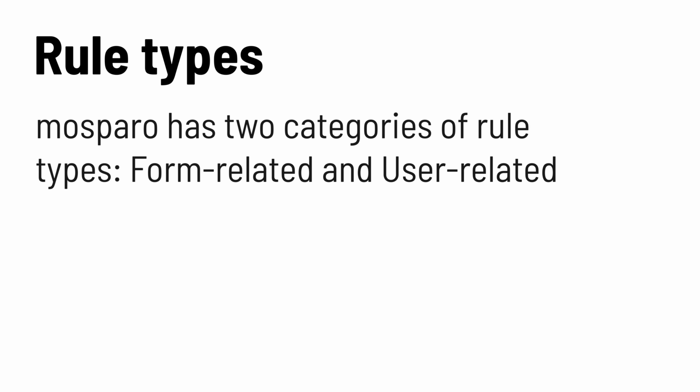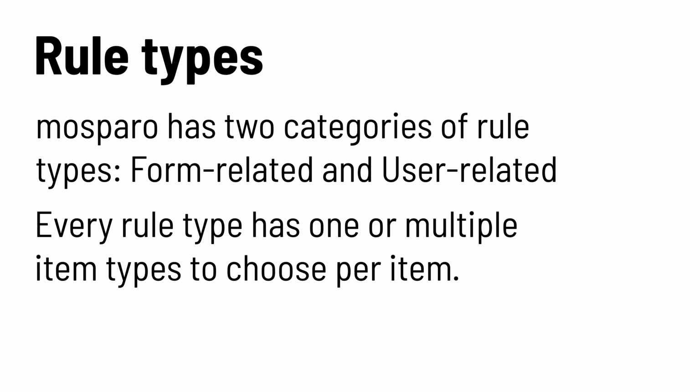In general, we have two categories of rule types. The form-related rule types work with form data, while the user-related rule types work with user data, like the browser's user agent or the user's IP address. Every rule type has one or multiple item types. You can choose the item type for every item within a rule independently.